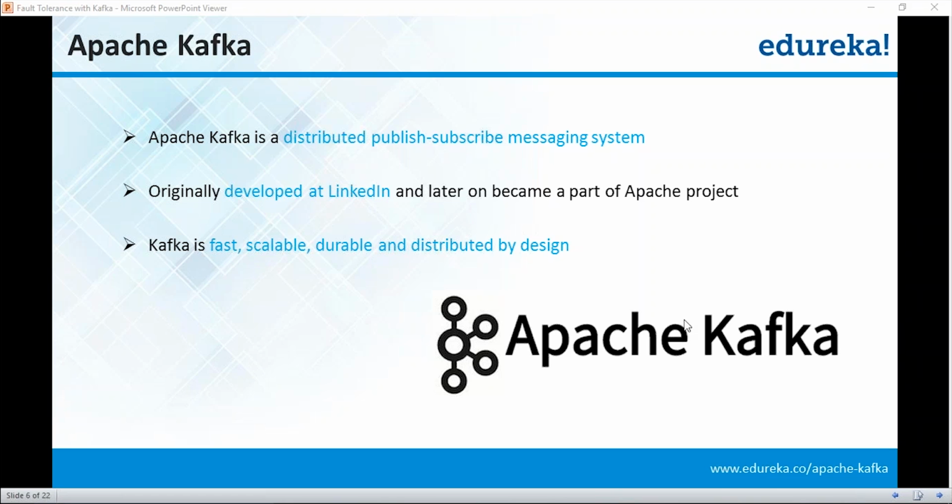We will discuss how Kafka is fast, scalable, durable, and distributed by design. What it means is that it has properties like scalability, being distributed, multiple client support, and real-time handling. It provides real-time capability.